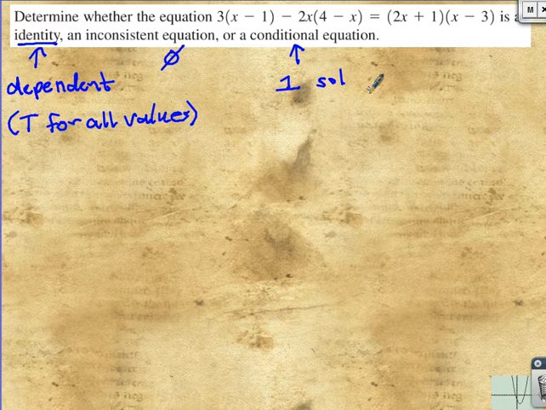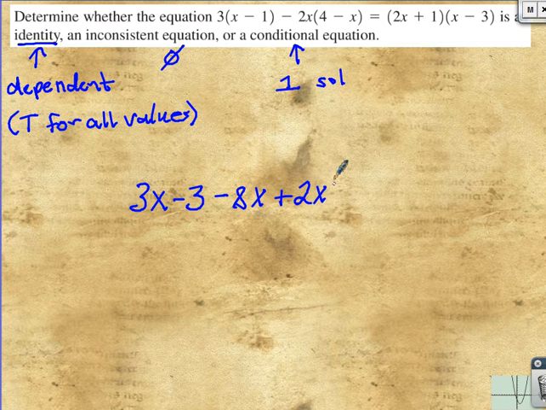So how are we going to do this? One method, you can graph it. I'll go ahead and tell you that's not error proof. You might run across a few errors if you just graph it. Let's get rid of parentheses. 3 parentheses would be 3x minus 3. Negative 2x times parentheses would be negative 8x plus 2x squared.